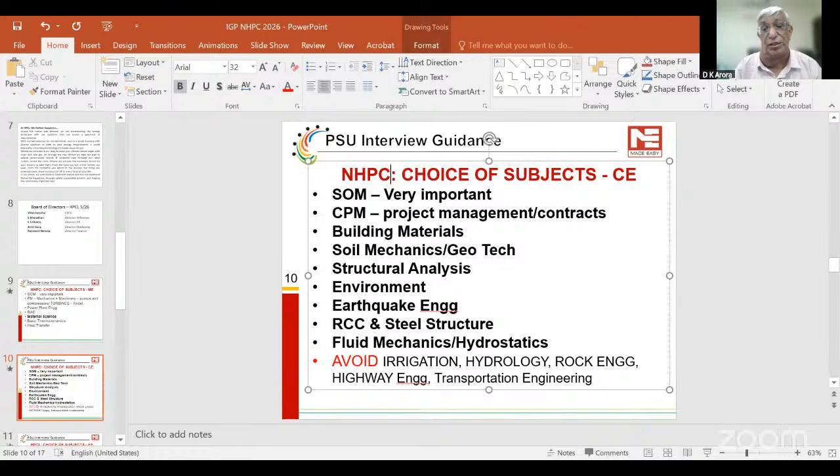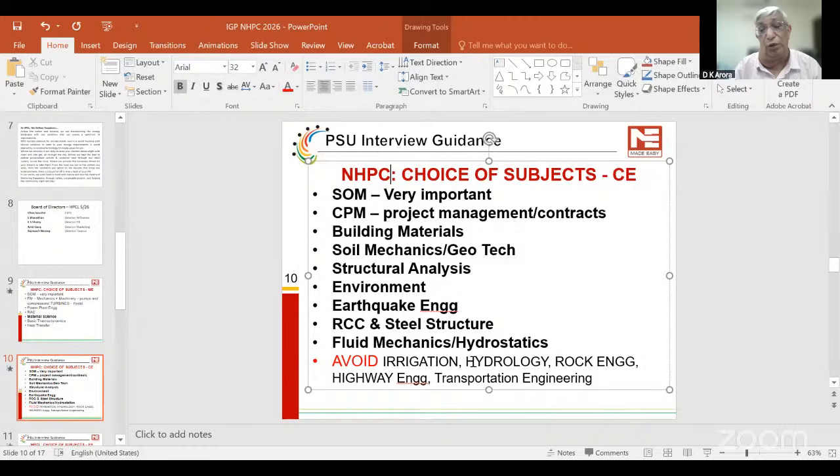As far as civil engineering is concerned, SOM obviously is important. CPM is important because as a civil engineer, you are responsible for managing the project. The project is underway and you are required to have multi-agency coordination. Various subcontractors are working and naturally the progress has to be as per the plan. So that's the reason why it's an important subject. Contract management can be very critical. Building materials is important. Soil mechanics is important. And then you can pick up any of the other subjects.